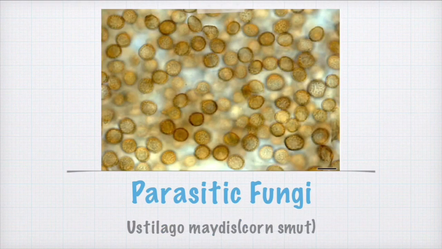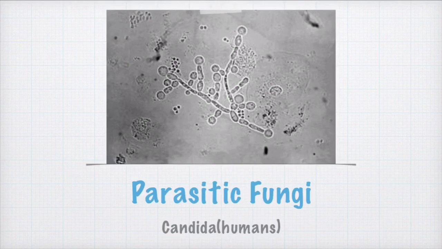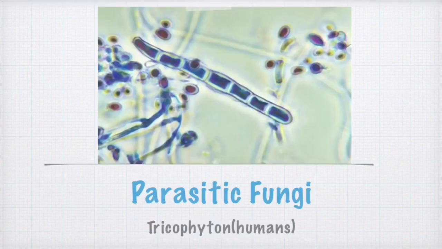This is one of the examples of parasitic fungi, Ustilago maydis, which causes infection in corn. That infection is called corn smut. This is also one of the examples of parasitic fungi, Candida, which causes skin infection in humans. This is also a parasitic fungus, Trichophyton. This is a microscopic view of Trichophyton, which causes skin infection in humans.